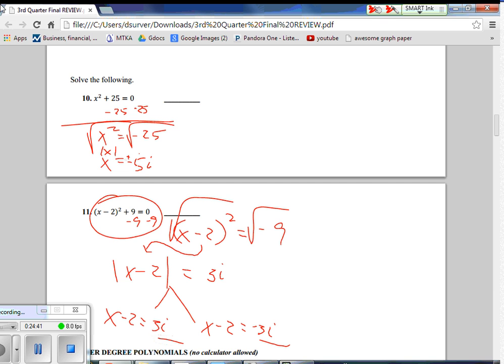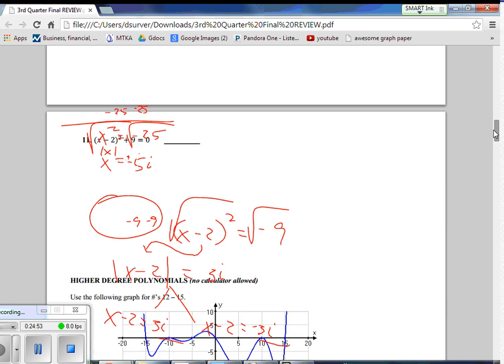And that's it. Yes, you have answers that have an i in them. That's what makes them imaginary numbers or complex numbers. If part of it's imaginary and part of it's real, that's when they're called complex numbers.